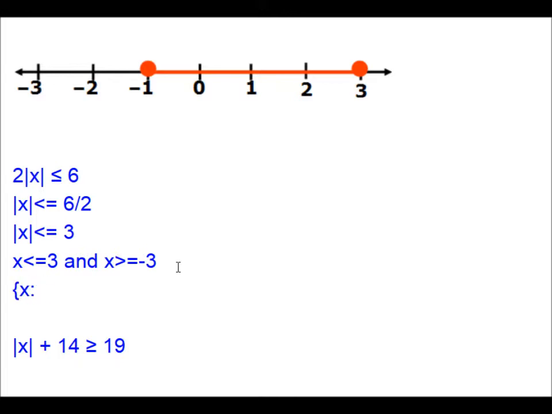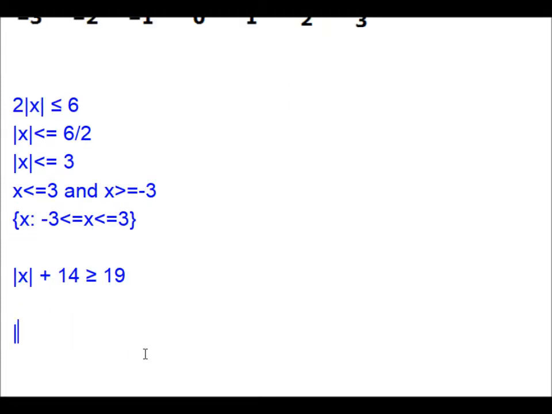x is such that -3 is less than or equal to x is less than or equal to 3. This is the solution in compound inequality, -3 to 3. Let's solve another example.